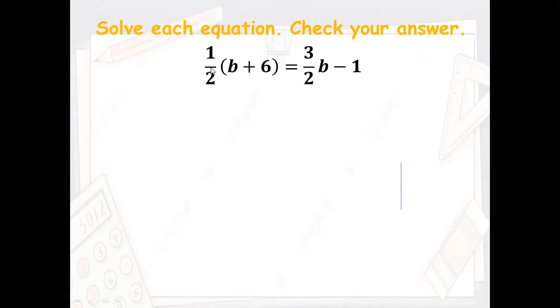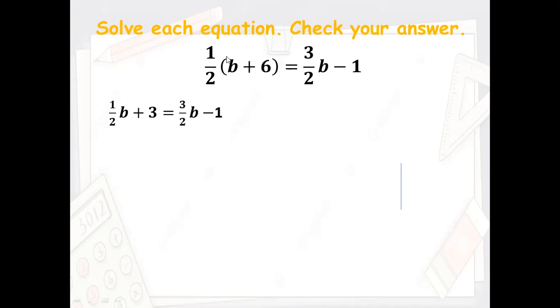Right? So here we have half. So we are going to multiply half with b, and then we are going to multiply half with 6 after that. So first let's multiply half with b. Half multiplied by b will give you a half b, right? Because it's just a number and a letter. So half b, then half multiplied by 6 will give you 3. Just remember, half of 6 is 3. So half multiplied by 6 will give you a 3 as well.